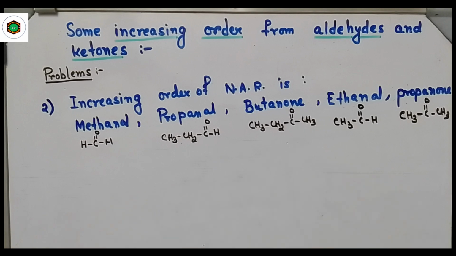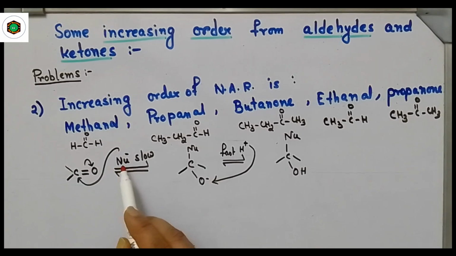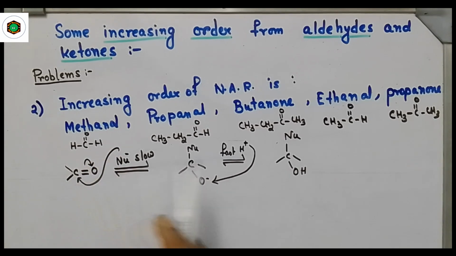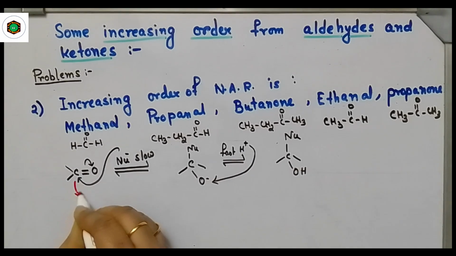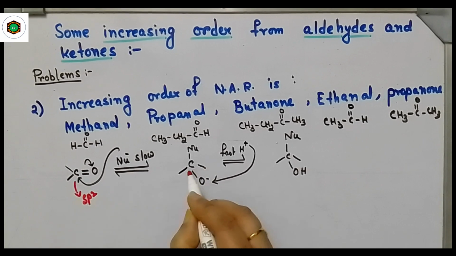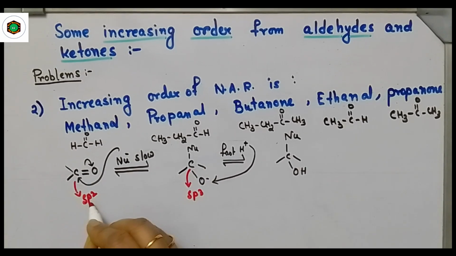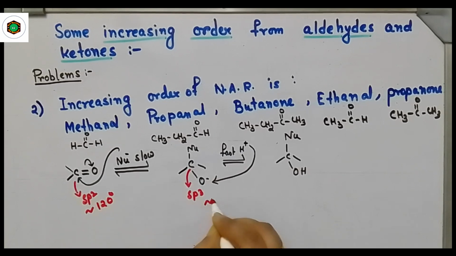These are the structures. In nucleophilic addition, at the first step, pi bond will break and nucleophile attacks here. We will get this tetrahedral species, and then H plus will attack and will form this compound. Now see, this carbon is sp2 hybridized, and here this carbon is sp3. So here bond angle is approximately 120 degree, and here bond angle is decreasing. It is 109 degree 28 minute approximately.